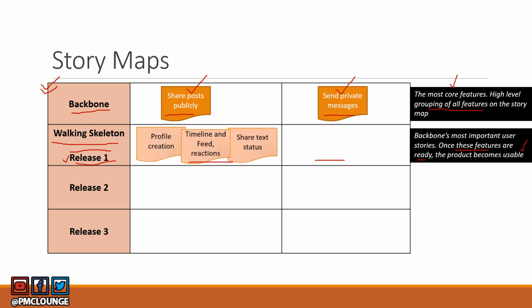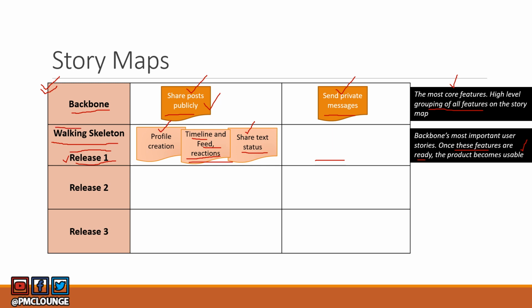for walking skeletons. So the core feature is share posts publicly. In order to do that, the functionality that you need to provide is the users should be able to create their profile. The user should be able to see a timeline and their feed. The users should be able to share reactions on the statuses or posts that other people share. Users should also be able to share their own text statuses, right? So these are the walking skeleton features.